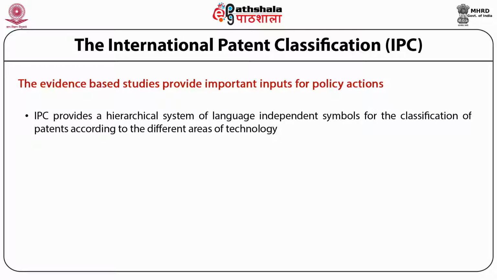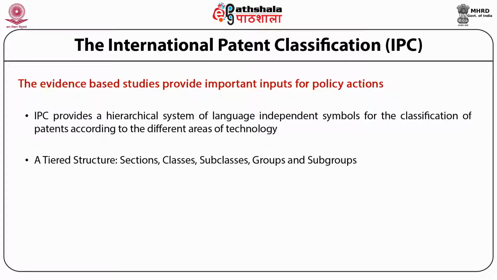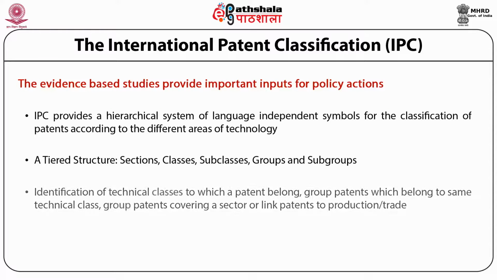As you are well aware of different classifications in your library and information field, you can already judge how important it is for patents to be properly classified, from which you can look at the sections, classes, subclasses, groups and subgroups to which the patent belongs. From this we can identify technological classes to which a patent belongs, group patents which belong to the same technological class, group patents covering a sector, or link patents to production and trade.